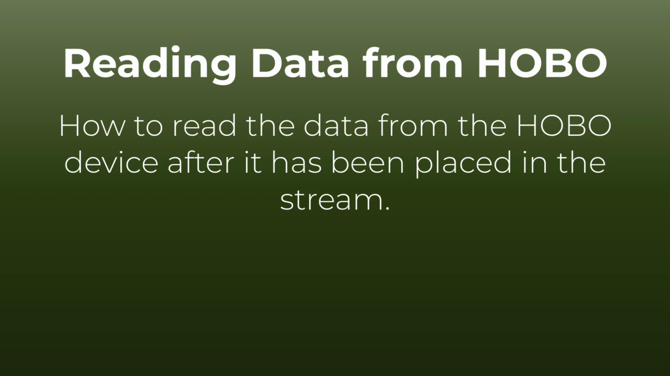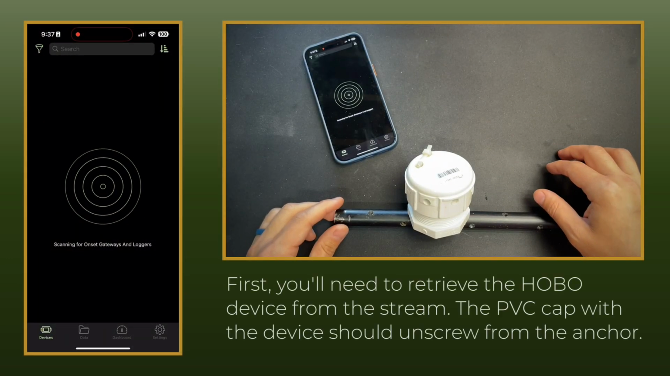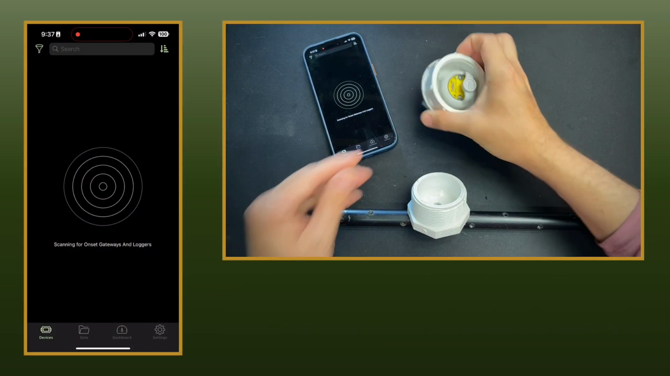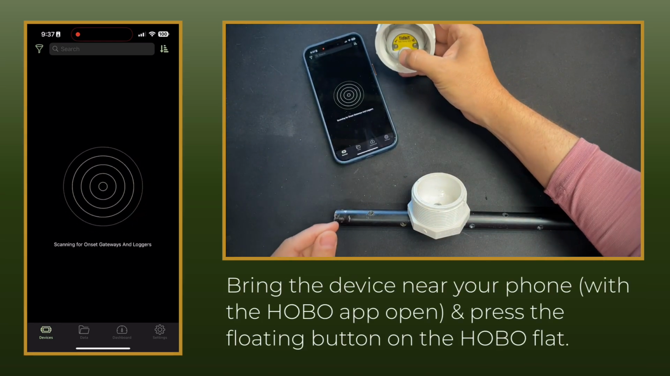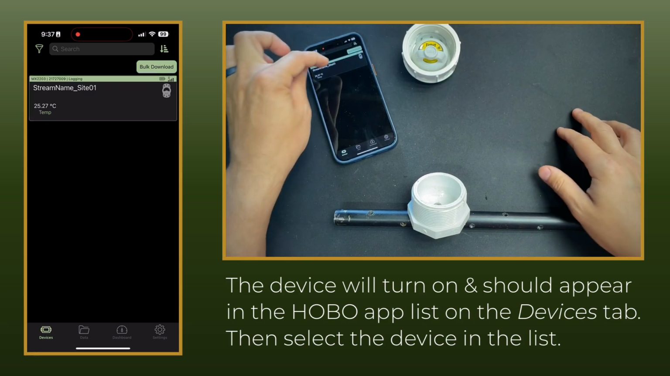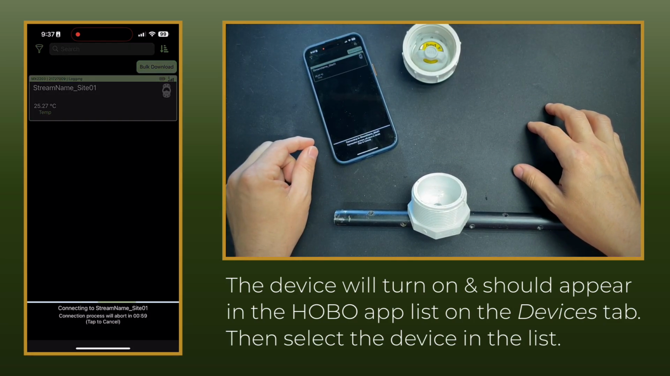Now, let's talk about how to retrieve and save the HOBO data after it's been deployed in the stream for a while. We'll start by retrieving the HOBO device from the stream by unscrewing the PVC cap from the anchor. Once you're out of the stream with the HOBO device, you can press the floating button on the front to touch it down to the main body of the HOBO device. Just like during setup, we'll select the device in the HOBO app.